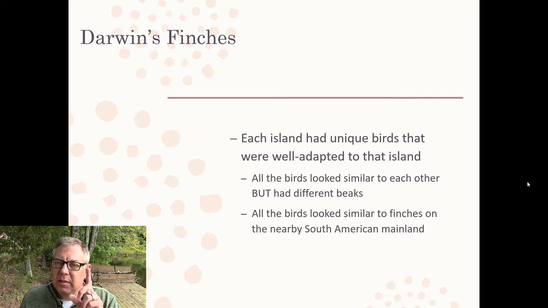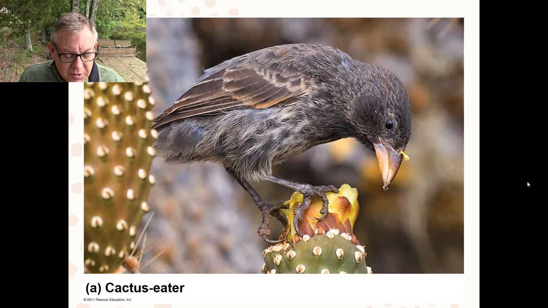And all the birds looked very similar to finches that were found in South America, but also, again, a little different. And so here's an example of what we're talking about. Here's one island that has a lot of cacti. And the finches have this beak that's heavy and long and allows them to get in between the spines and to feed on the cactus.